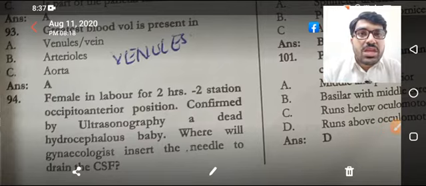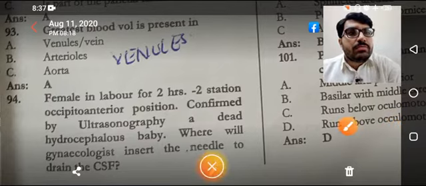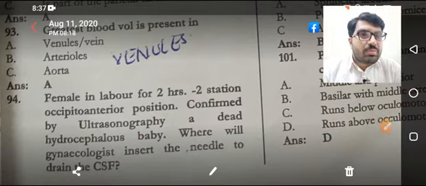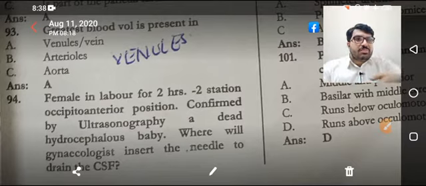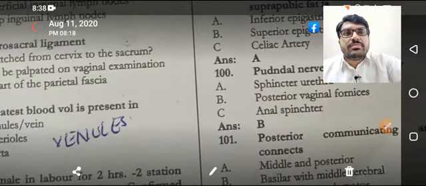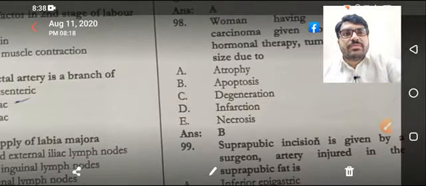Coming next. Female in labor for 2 hours, minus 2 station, occipito anterior position. Confirmed by ultrasonography, a dead hydrocephalic baby. Where will the gynecologist insert the instrument? Now you are having occipito anterior position, so the posterior fontanelle comes anteriorly.